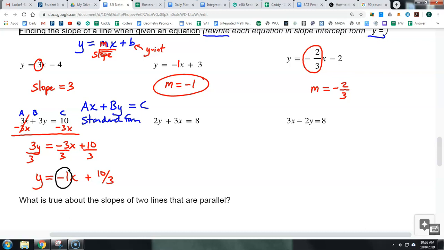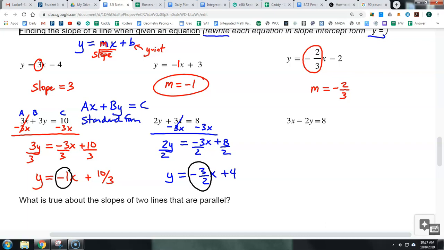Now we'll try it again over here on the next one. So I want to get y by itself. So I'm going to need to minus the 3x, minus the 3x. And I do that, and I get 2y equals negative 3x plus 8. And I divide everybody by 2. Divide by 2, divide by 2, divide by 2. And I get y equals negative 3/2 x plus 4. So now I can see the slope. The slope is a fraction. It's negative 3/2.